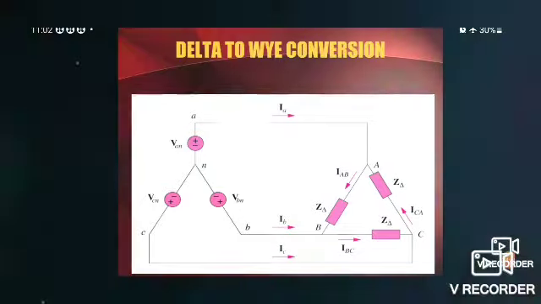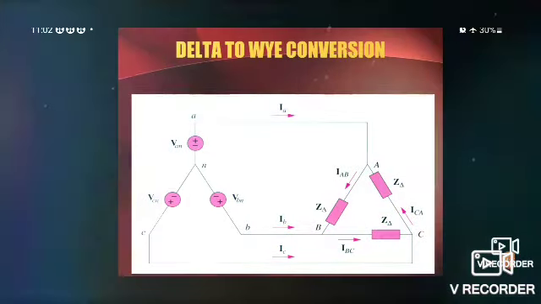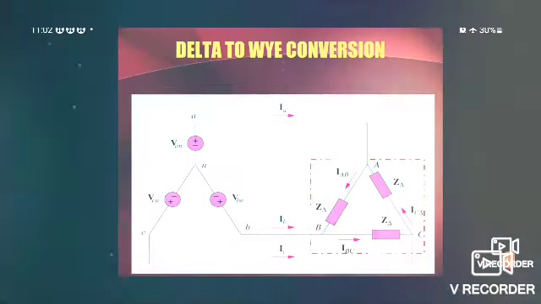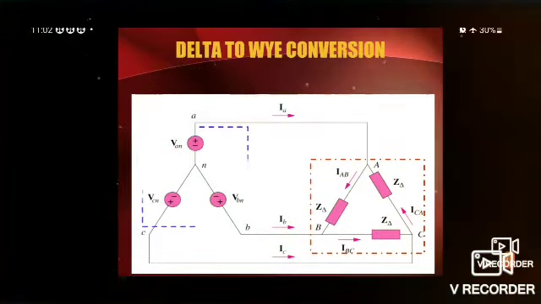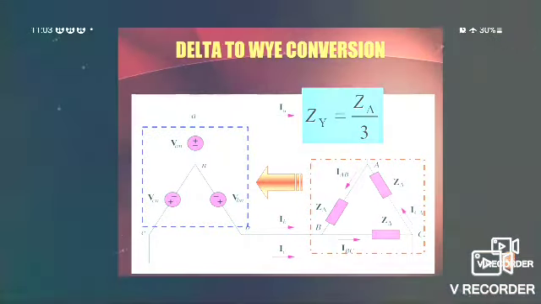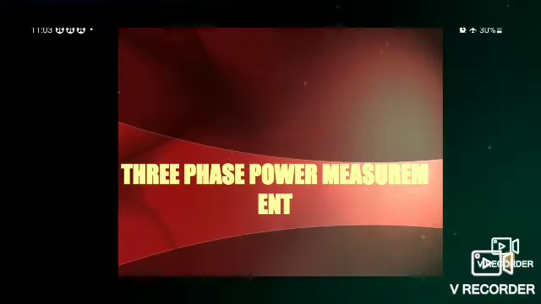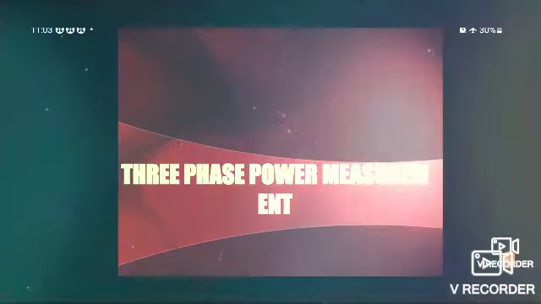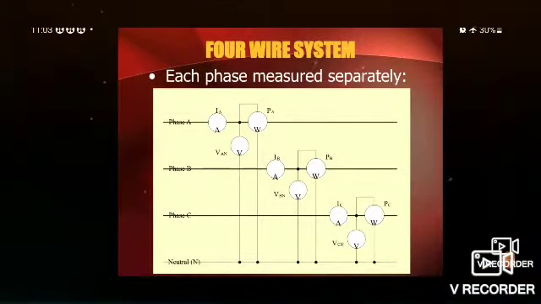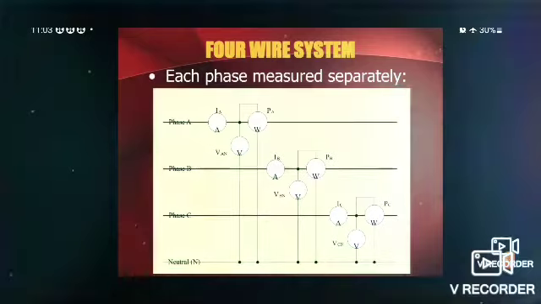Now the delta to star conversion. First one is delta, second one is star. The formula is Zy equals Z delta by 3. Then 3-phase power measurement. Each phase will be measured separately.